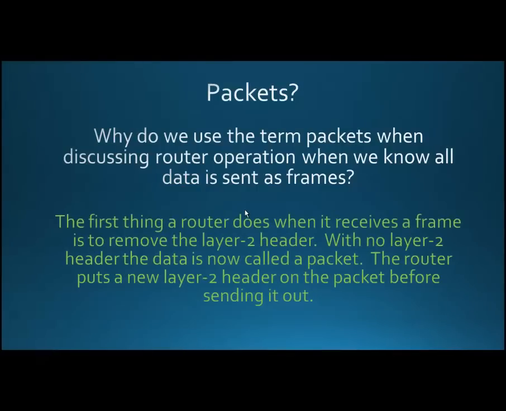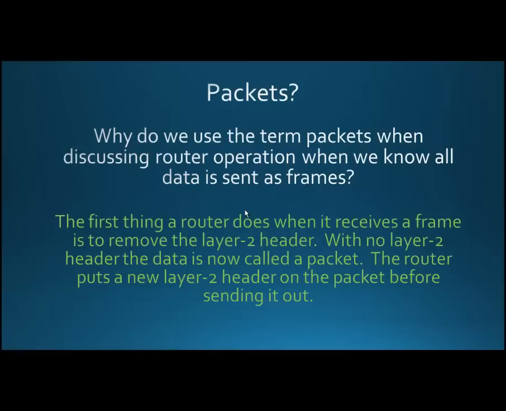And the answer is, when a router receives a frame, the very first thing it does is remove the layer 2 header. And once the layer 2 header is removed, it is now called a packet. Remember, when we add the layer 2 header, it's called a frame. When we remove the layer 2 header, it's called a packet. So with no layer 2 header, the data is called a packet. So again, what happens: the frame comes into the router, the router removes the layer 2 header, then it looks at the layer 3 information.